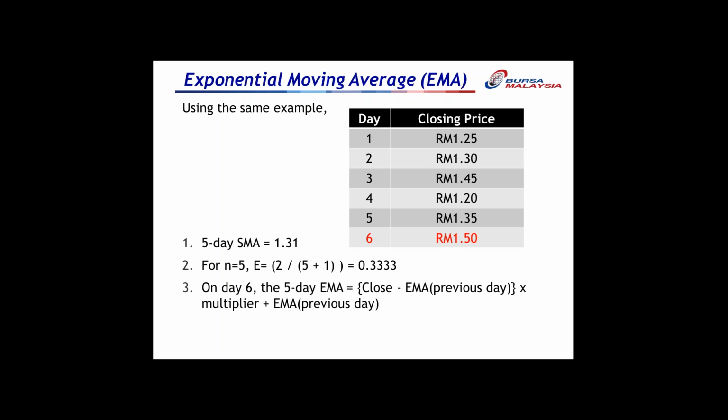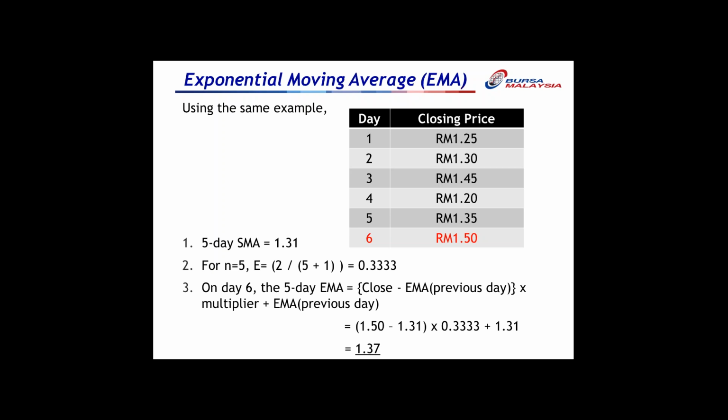Our 5-day EMA data is equal to closing price minus EMA previous day. In this case, we don't have an EMA previous day, so we use the SMA, times a multiplier, which is 0.33, plus EMA previous day. So in this example, we use 1 ringgit 50 cent minus 1 ringgit 31 cent, which is the 5-day SMA, times the multiplier plus the EMA previous day, which is the SMA. So then we get the 5-day exponential moving average as 1 ringgit 37 cent.